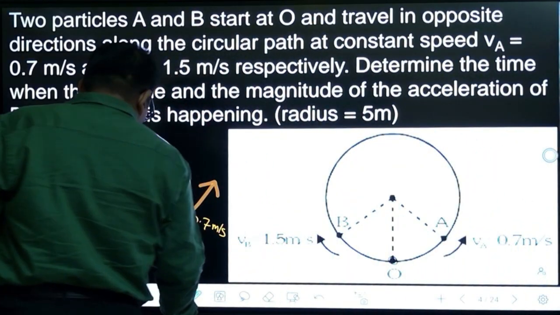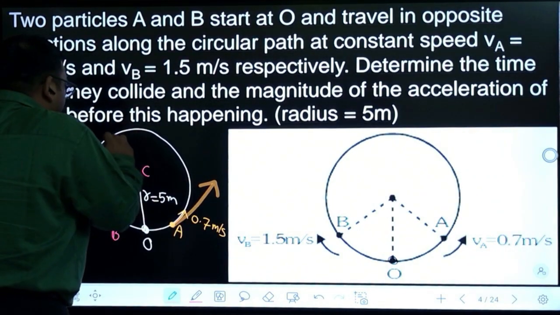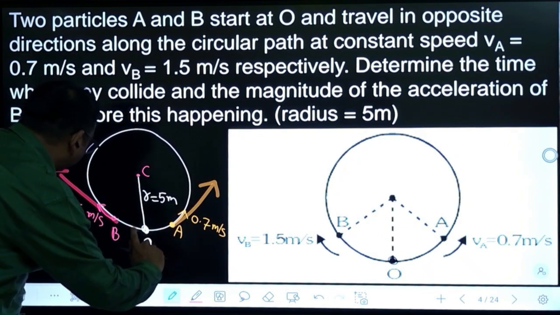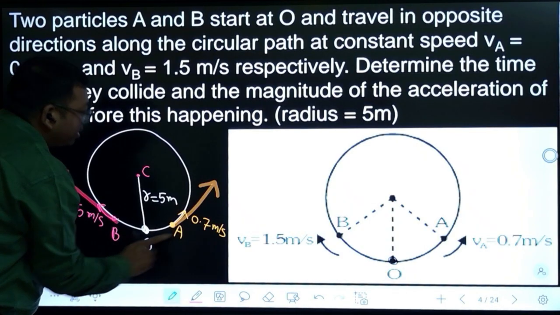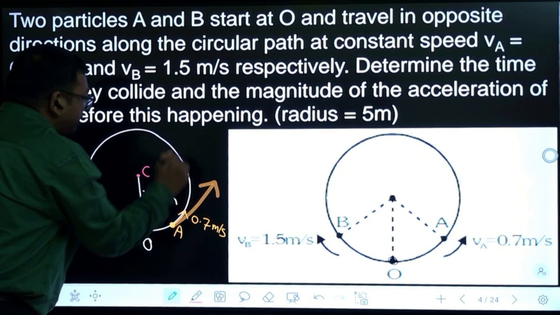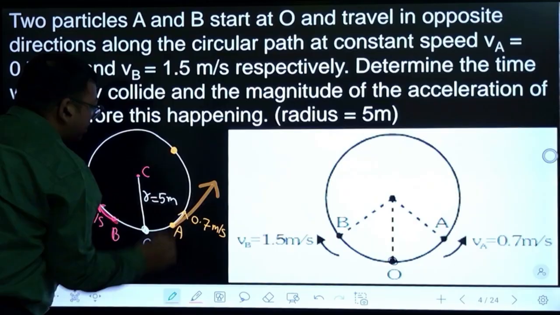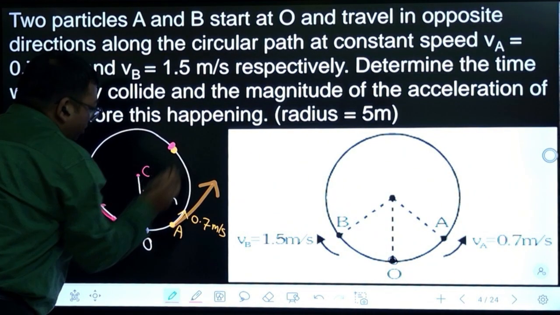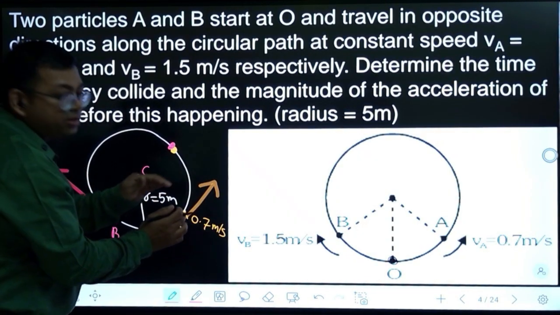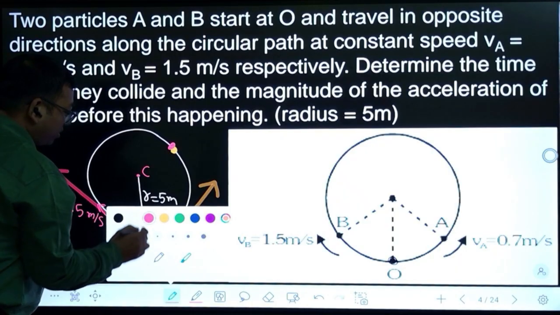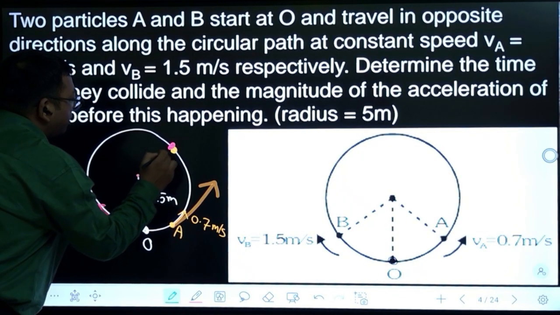Let us say that they are going to collide at this point, somewhere here or here. This speed is larger, so it will be covering more angle. This speed is smaller, so it will be covering less angle. So let us say somewhere this side they collide, because one is going with a smaller speed and the other with larger speed, so it will cover larger distance. So they are going to collide here.